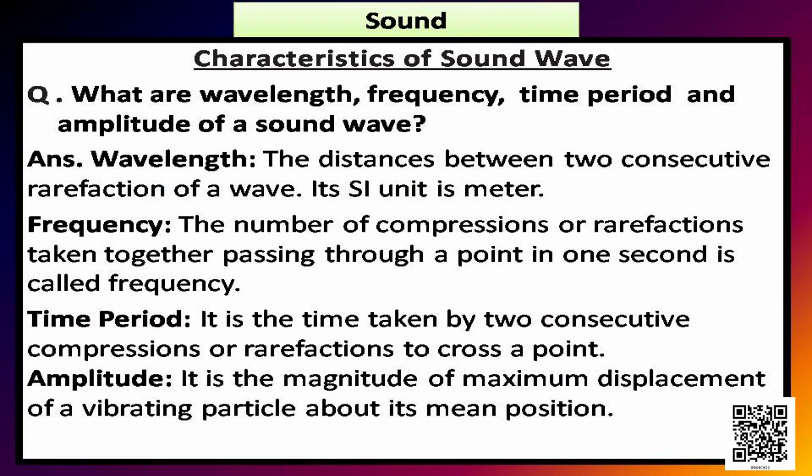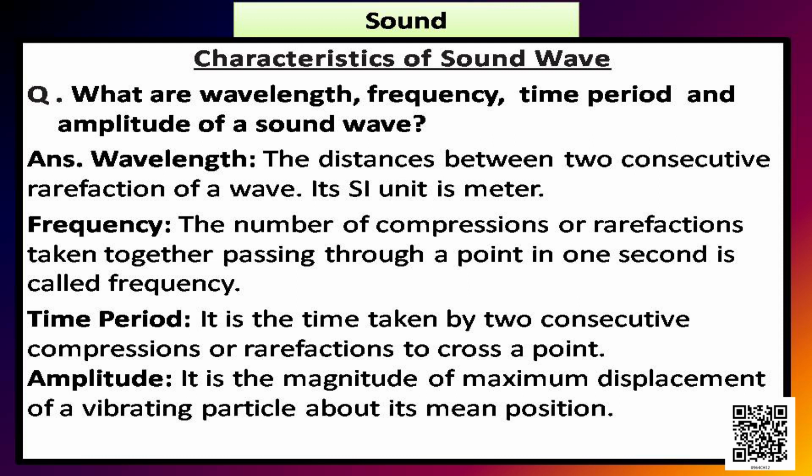The distance between two consecutive compressions or rarefactions of a wave is called its wavelength. Its SI unit is meter. What is frequency? One compression and one rarefaction constitutes one vibration. The number of vibrations in a second is called frequency, and its SI unit is hertz.